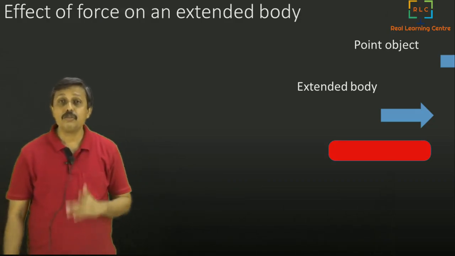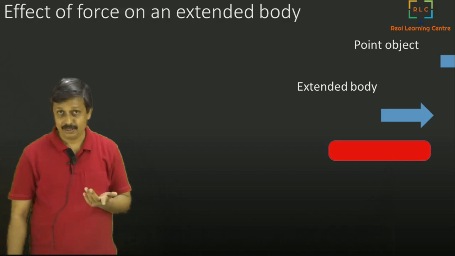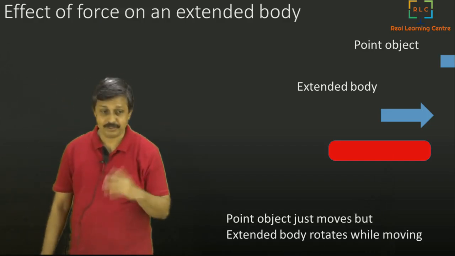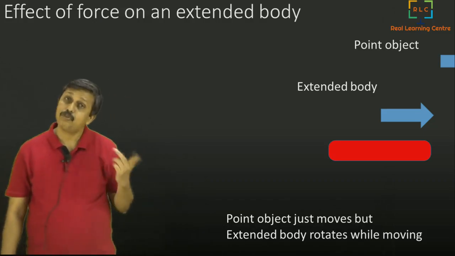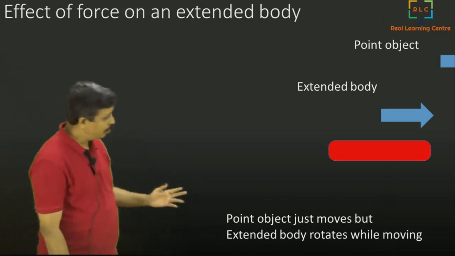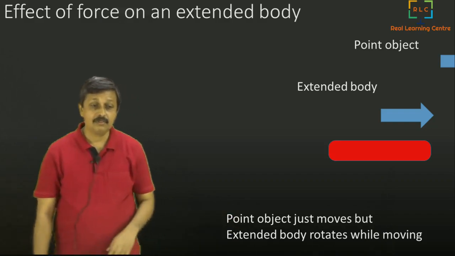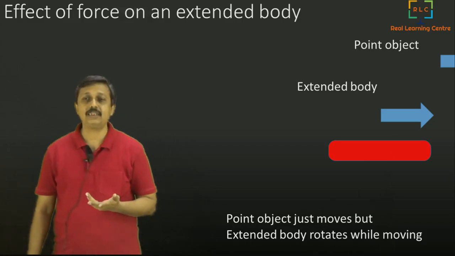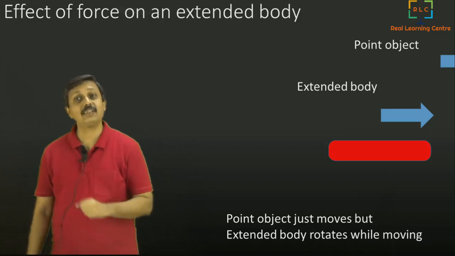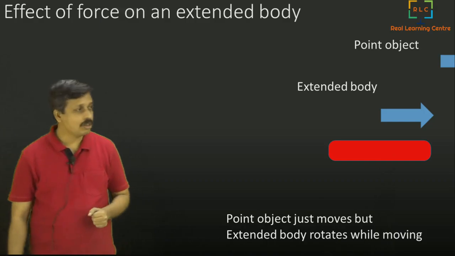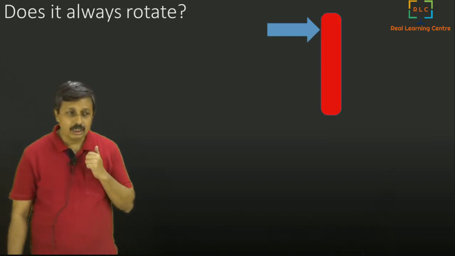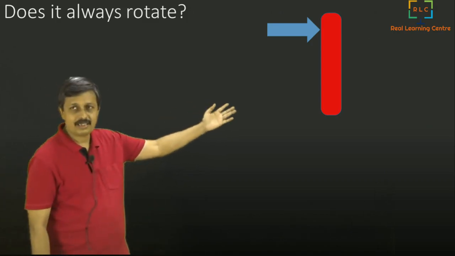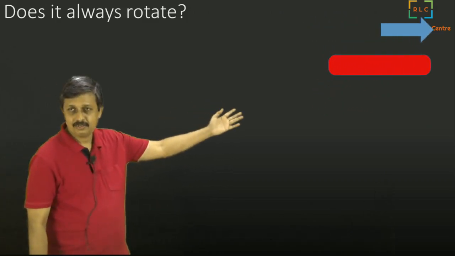So rotational motion happens whenever you apply a certain force on an extended body, as we have seen. Okay. So a point object just moves, but an extended object rotates while moving. It also moves and it also rotates. So that is basically the effect of force on an extended body. Now the question basically is, does it always rotate?